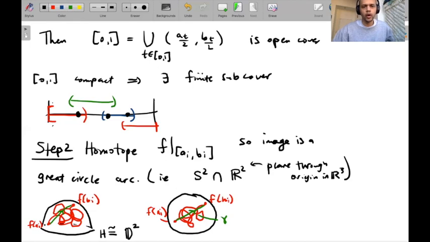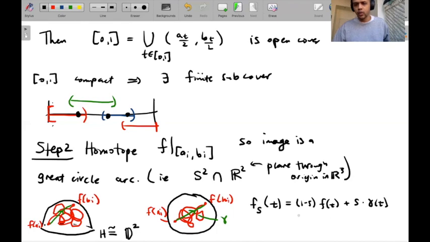So the homotopy that we want is at time, let's see, I've used t as the time coordinate here. So let me use s as the homotopy coordinate. So f sub s of t, this is a straight line homotopy, so it's (1 minus s) times f of t plus s times gamma of t. So when s is equal to 0, we're doing f. This term vanishes. When s is equal to 1, we're doing gamma.